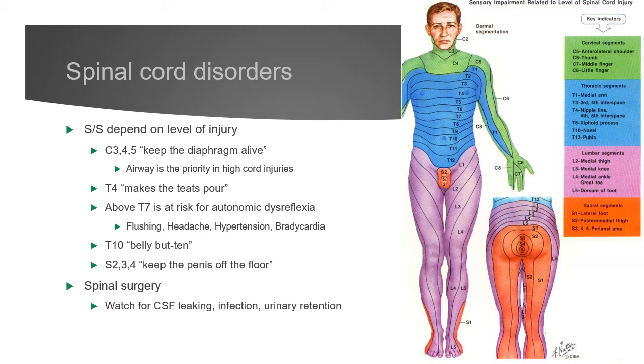And then there's Brown-Séquard syndrome, and this is where there's mixed findings of loss of motor function, proprioception, and vibration on the ipsilateral or injured side, and then loss of pain and temperature on the contralateral or uninjured side. So Brown-Séquard is kind of an interesting finding when you see it.